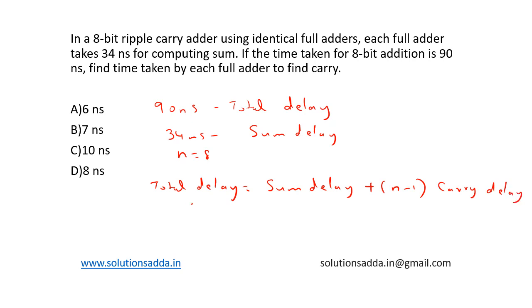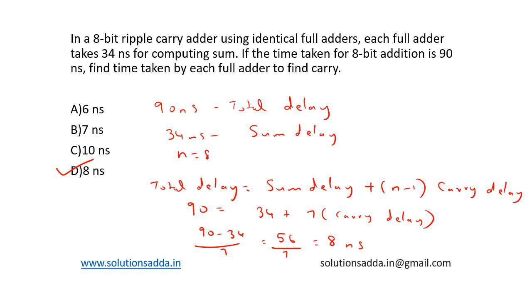Plugging the values 90, 34, and 7 into the carry delay. So carry delay is equal to (90 minus 34) divided by 7, which is equal to 56 divided by 7, which is equal to 8 nanoseconds. So option D is the correct answer.